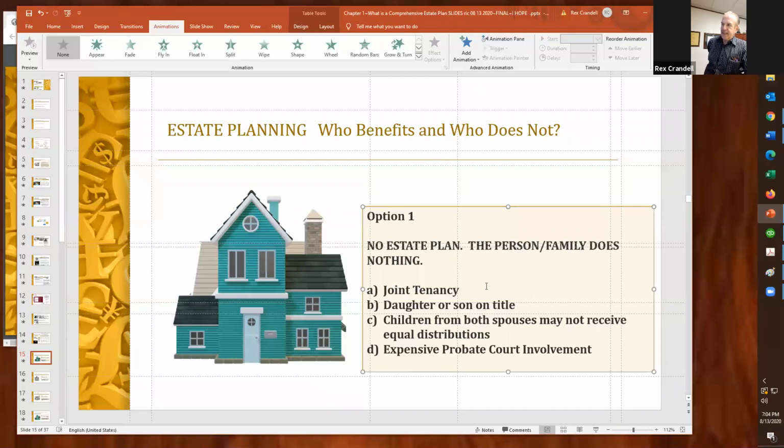And as I pointed out, it's not controlled by a will or trust. I've seen other cases where they'll put a son or daughter on title, and that is problematic, especially one that I saw where the son was on title. He had a trucking business. He ran over somebody and had a huge liability. And he got put on mom's house, which put her whole house at risk. There's also a problem with children from previous marriages getting unequal distributions from not having an estate plan. And we already talked a bit about probate.